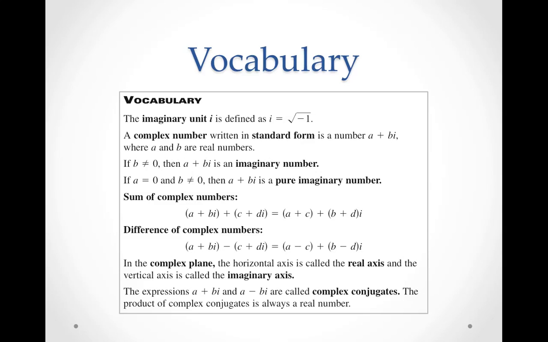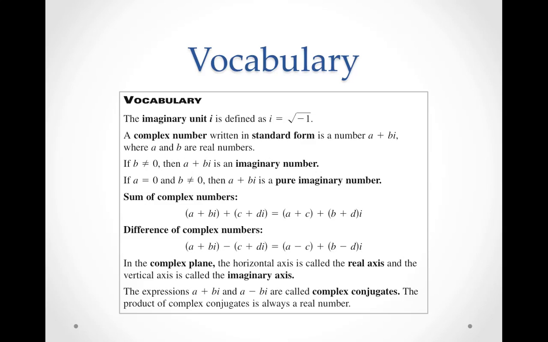A complex plane looks like a normal graph, except that the horizontal axis is called the real axis instead of being the x-axis. And the vertical axis, instead of being y, is the imaginary axis. So again, we look at the standard form of the complex number, we identify the real part and the imaginary part, and that's what we use to graph a complex number on a complex plane.